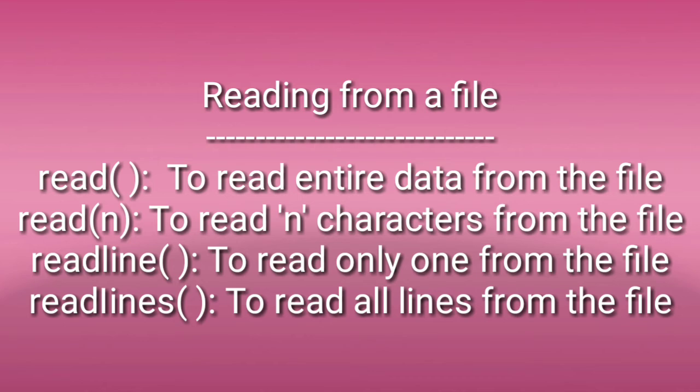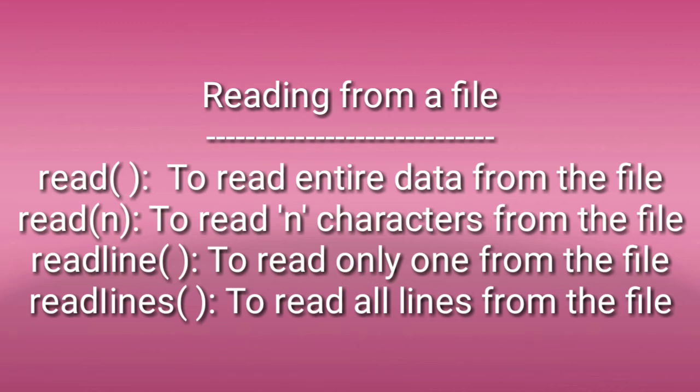Did you see? Next operation read n. What is that? To read n characters from the file, which is used for reading n characters only. That means we can decide how many characters we want to read, starting from the cursor. If the file holds fewer than n characters, it will read until the end of the file. It is used for reading n characters from the file.